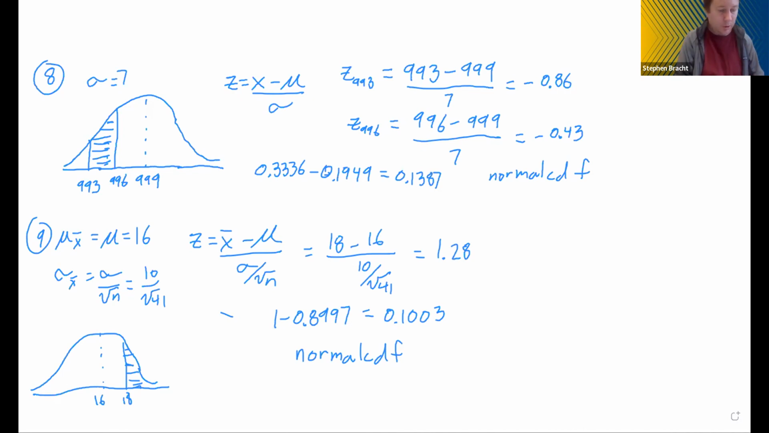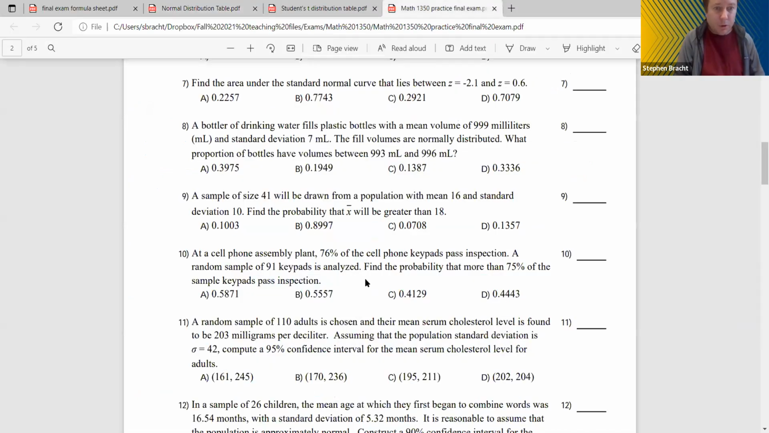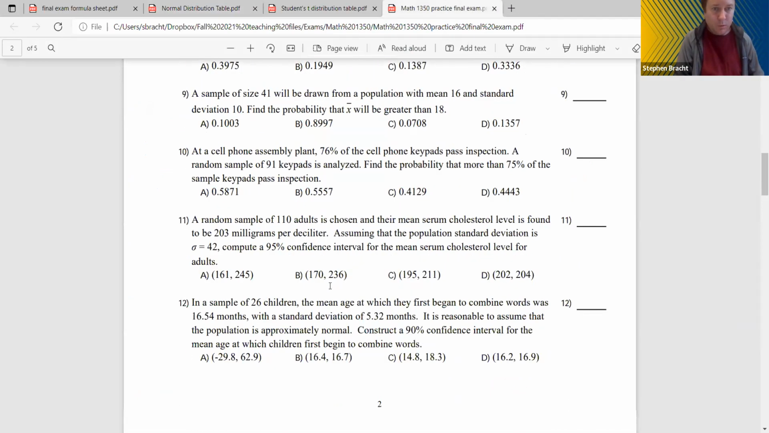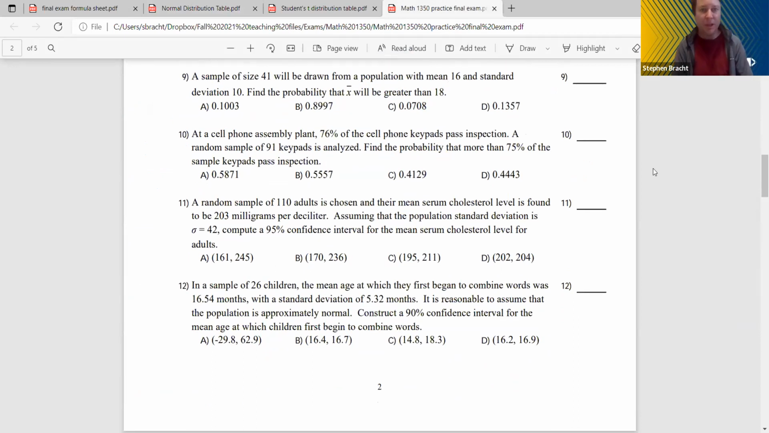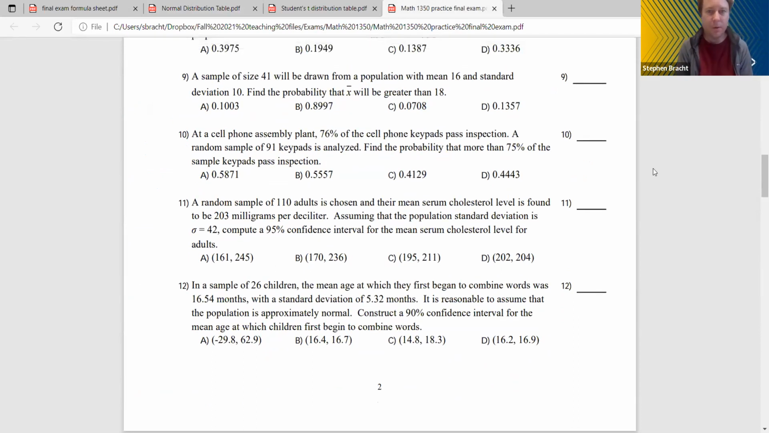Just did 9. We're up to 10, right? At a cell phone assembly plant, 76% of the cell phone keypads pass inspection. A random sample of 91 keypads is analyzed. Find the probability that more than 75% of the sample keypads pass inspection. All right, so this is again a sampling distribution problem, but we will use the central limit theorem for a proportion to do this. Okay.